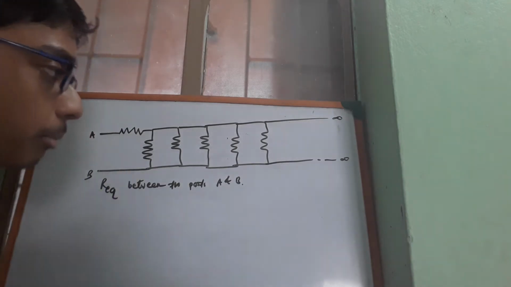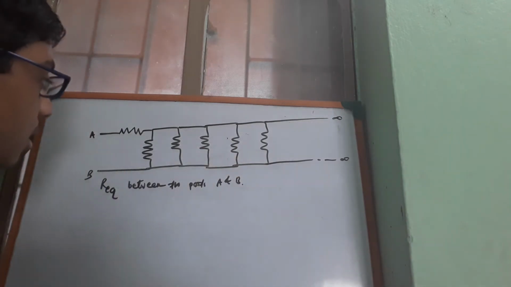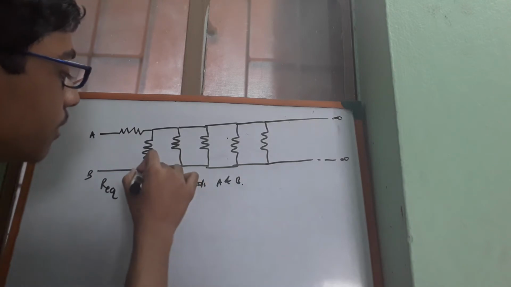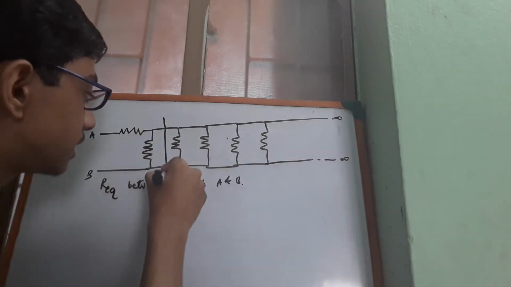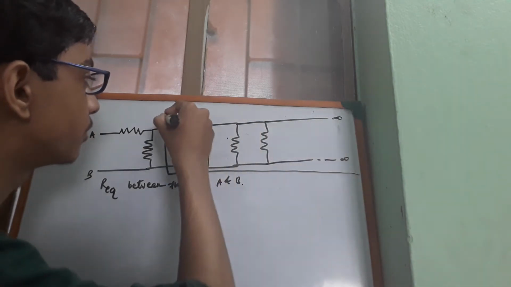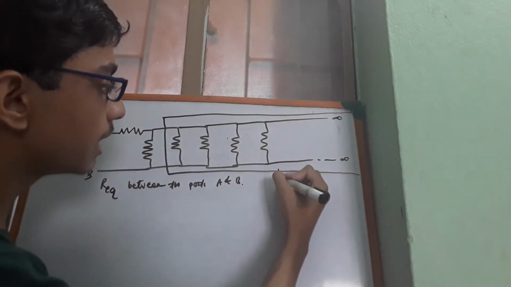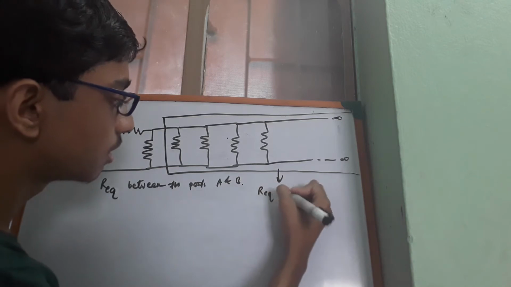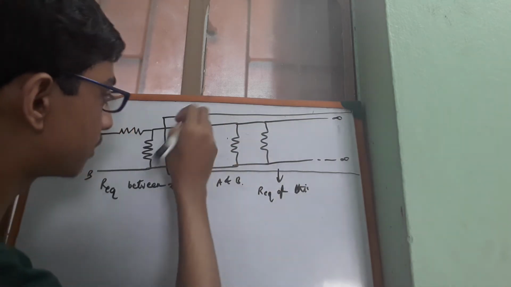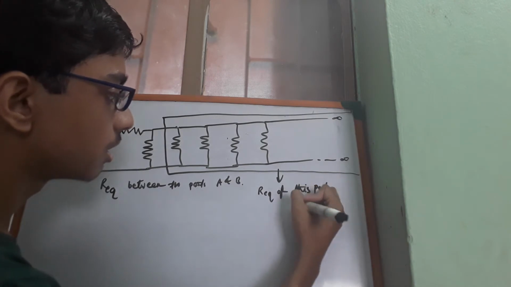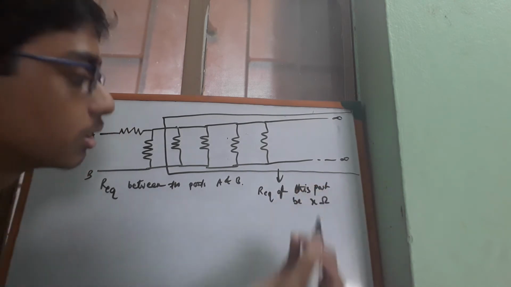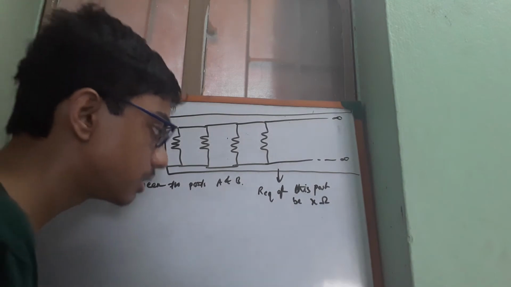First of all, we assume something to be x. In this case, you can assume everything to be x, but let us assume it this way for help. So we assume this part here, this total resistance going on till infinity. Let the equivalent resistance of this part, from here to the end, be x ohms. So ohm is the unit, right? I think you know this.